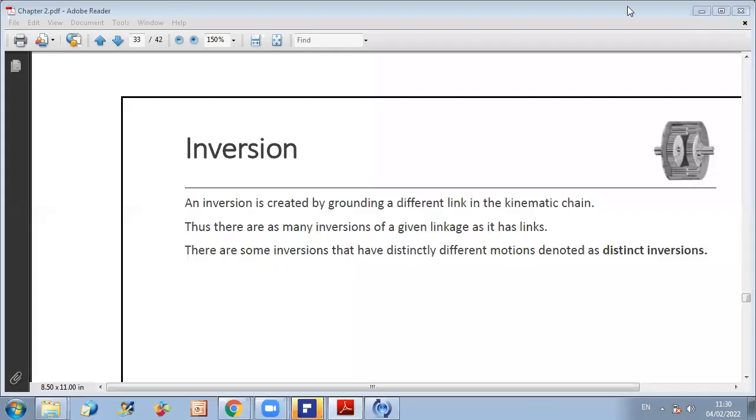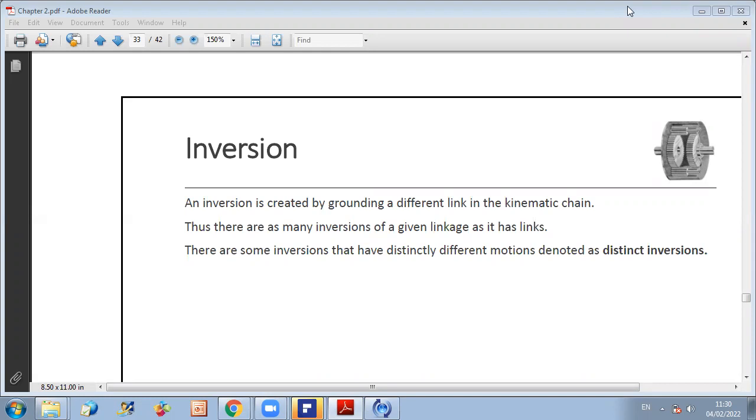Okay, now we will talk about another concept that is illustrated in the video I posted for you yesterday, which is inversion. What is the idea of inversion? The idea of inversion is to create a different type of motion, if possible, by just changing the grounding of a link in the kinematic chain.